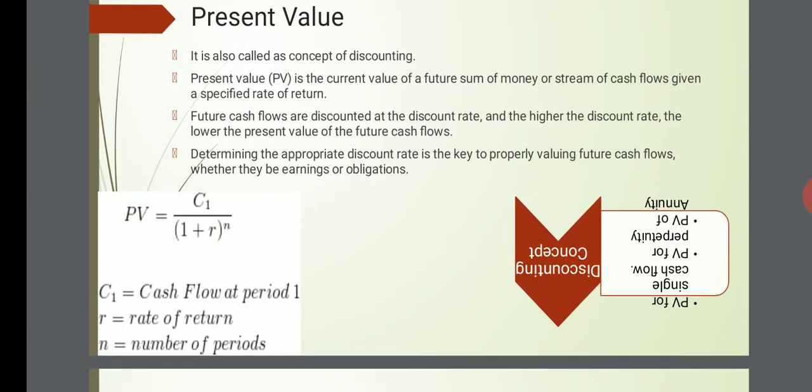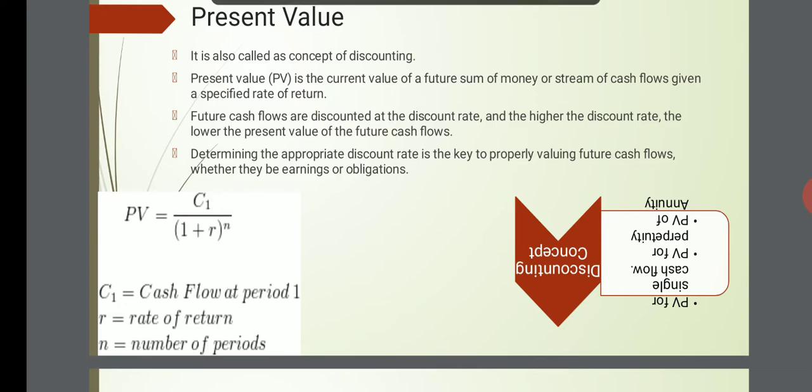Present value is also called the concept of discounting. Present value is the current value of a future sum of money or stream of cash flows given a specified rate of return. Future cash flows are discounted at a discount rate, and the higher the discount rate, the lower the present value of the future cash flows.